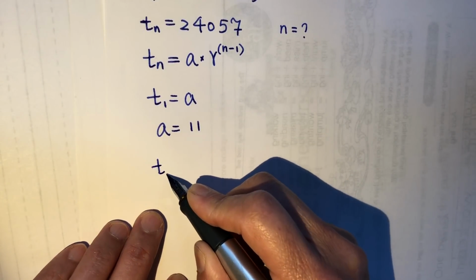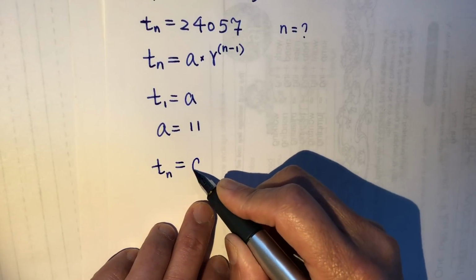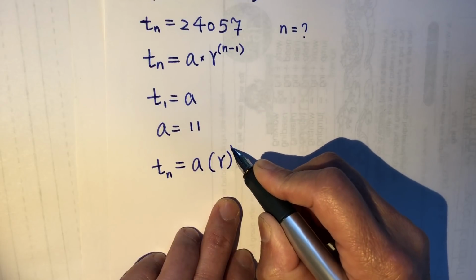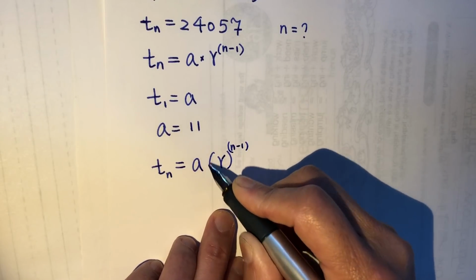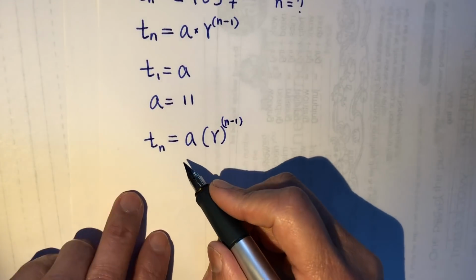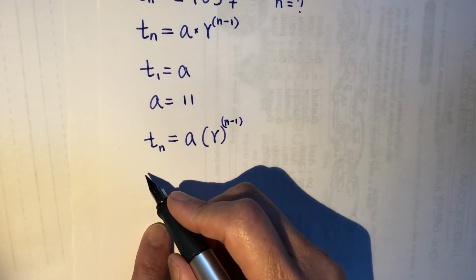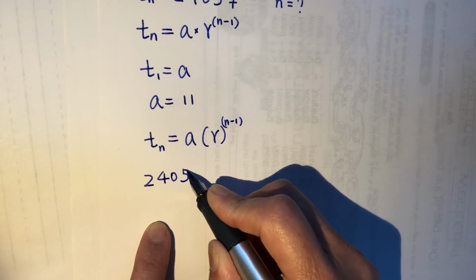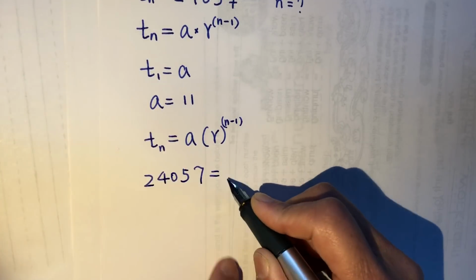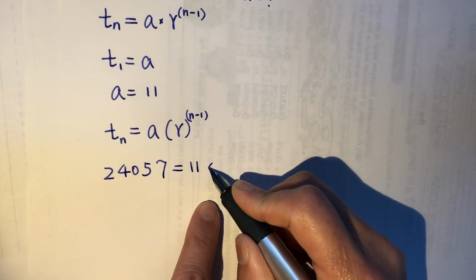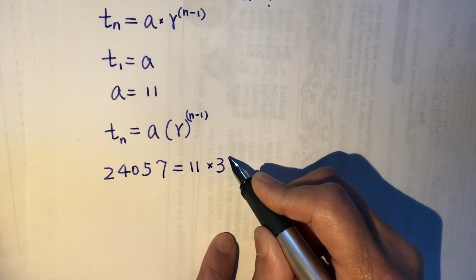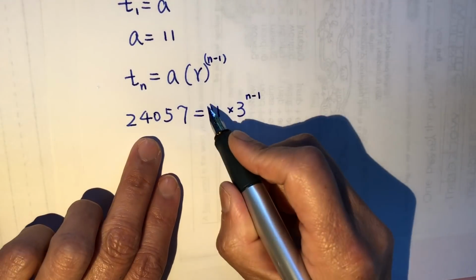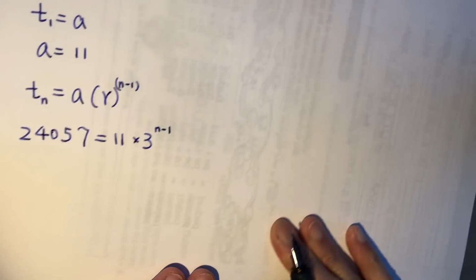So Tn equal to A times R to the power of n minus 1. This one does not need to have the parenthesis. Okay, Tn equal to 24057 equal to A is 11, times R, 3, to the power of n minus 1. What do we do now? So we first calculate this part.